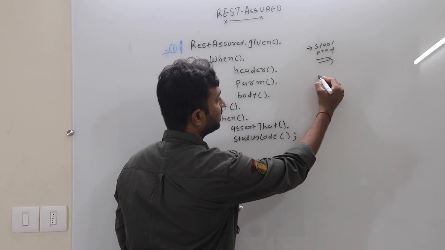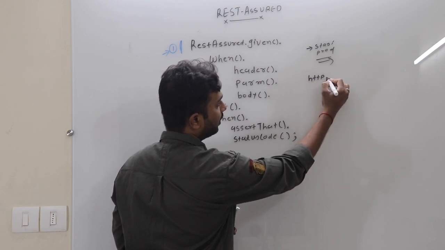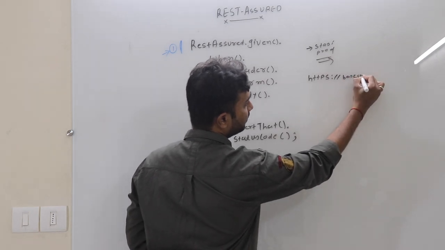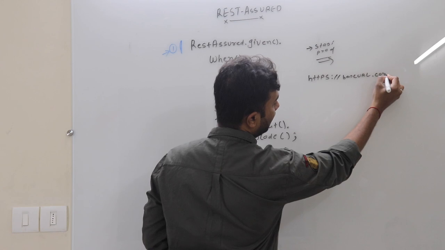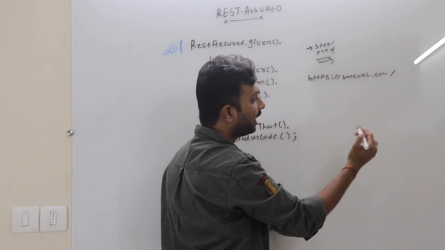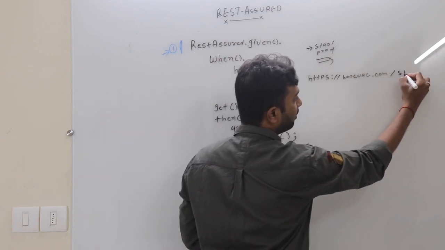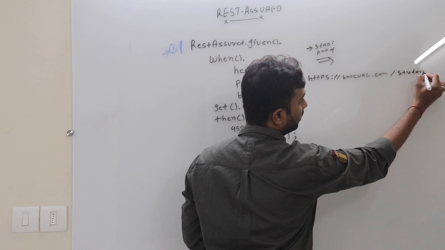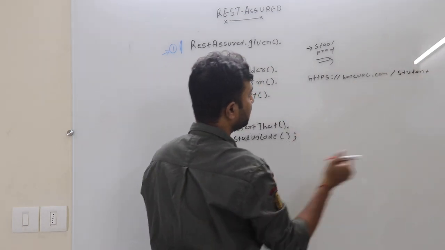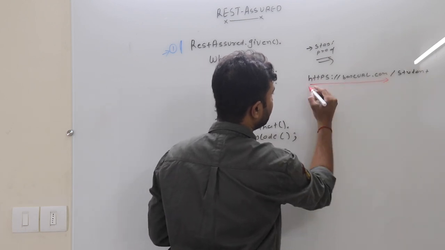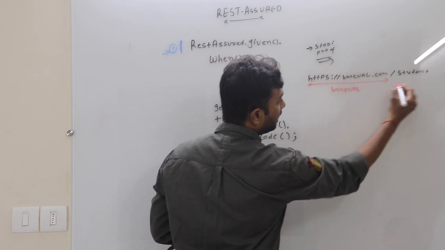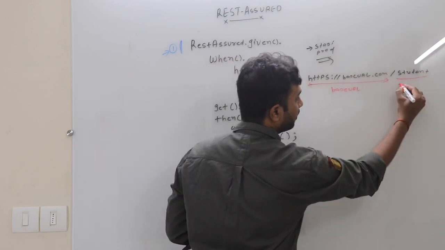We have something like https://baseurl.com, and then we write the endpoint after the slash. Let's say we are hitting the student API, so it is student. If we crack this, we can divide it into two parts. Up to here, this will be my base URL, and this will be my endpoint.